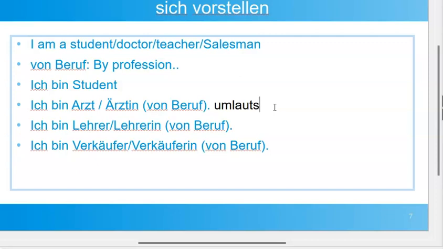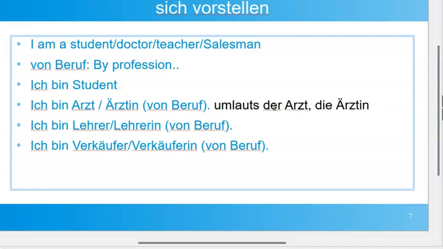But in German, because it's very precise, it has this Arzt und Ärztin. So a Frau, a lady who is a doctor, we have the word Ärztin. So Ärztin is the feminine equivalent of Arzt. So we have here der Arzt und die Ärztin.